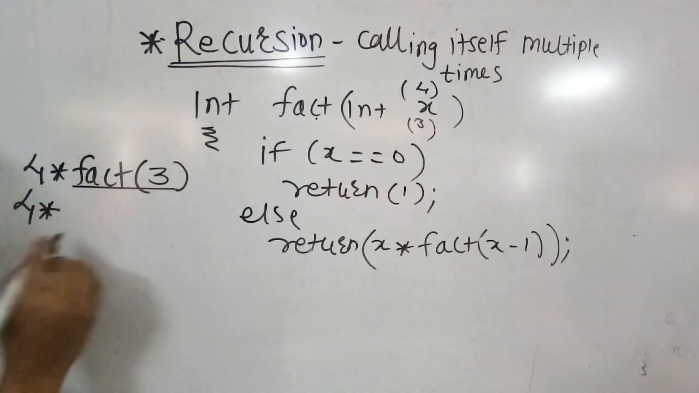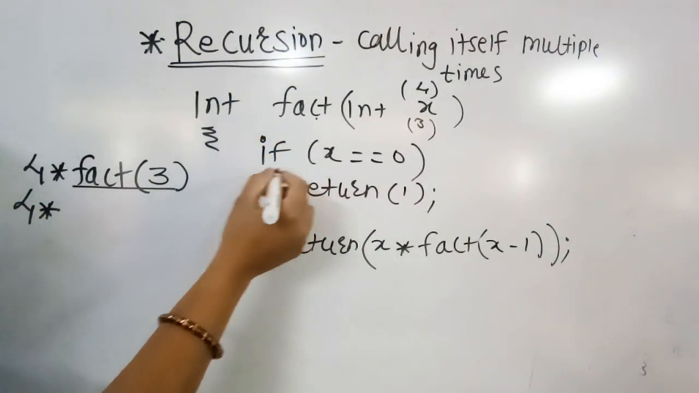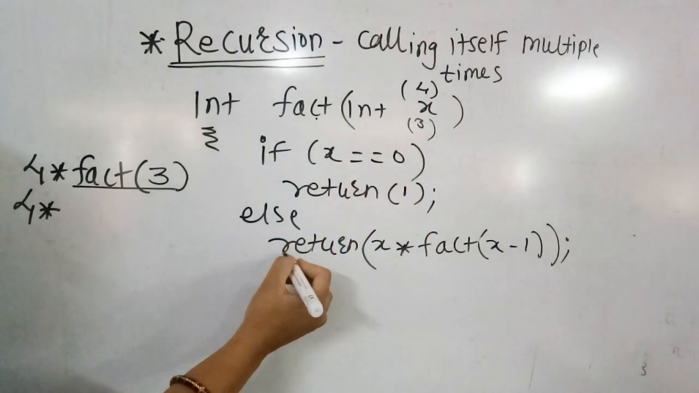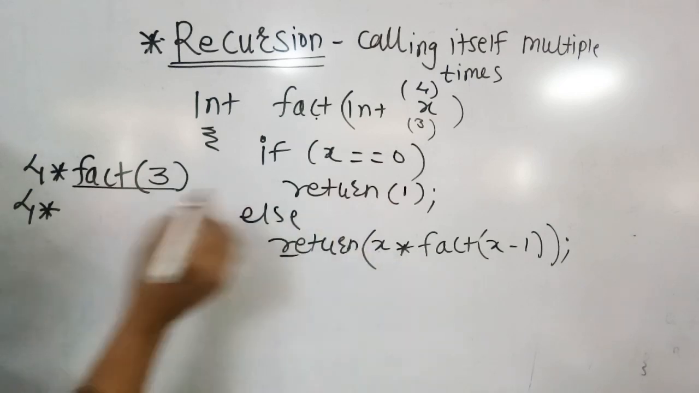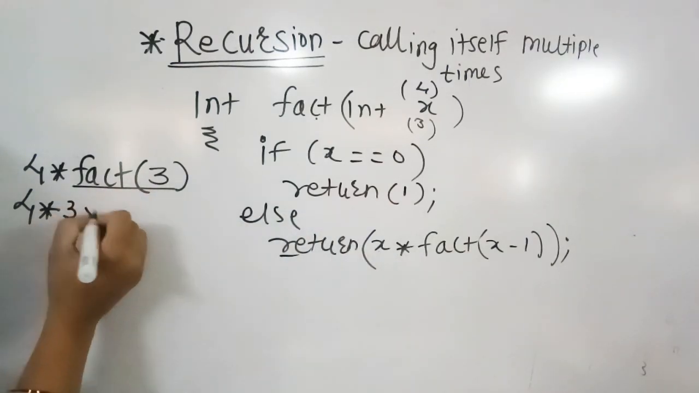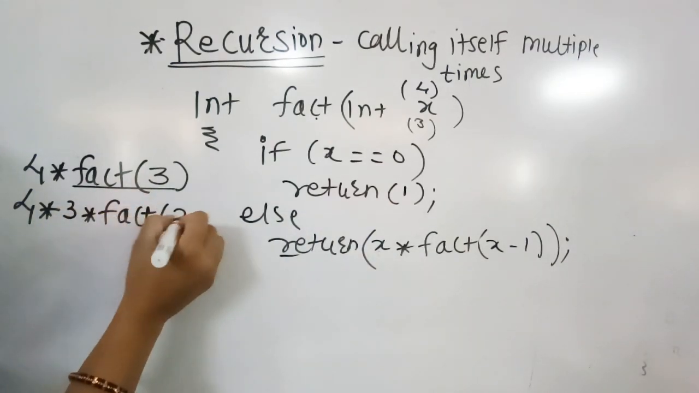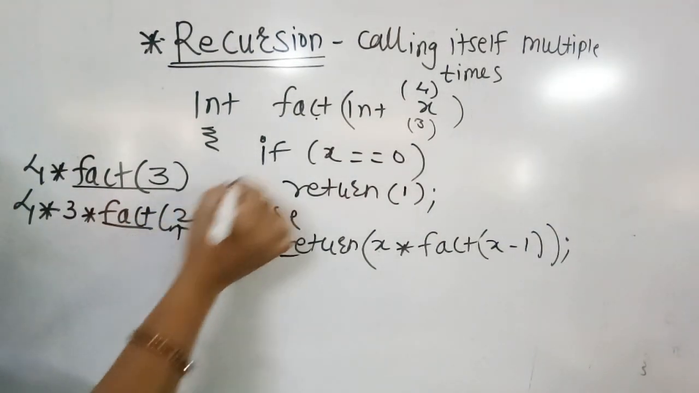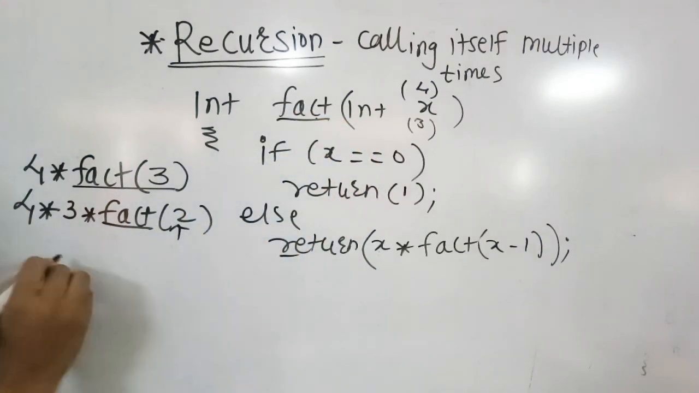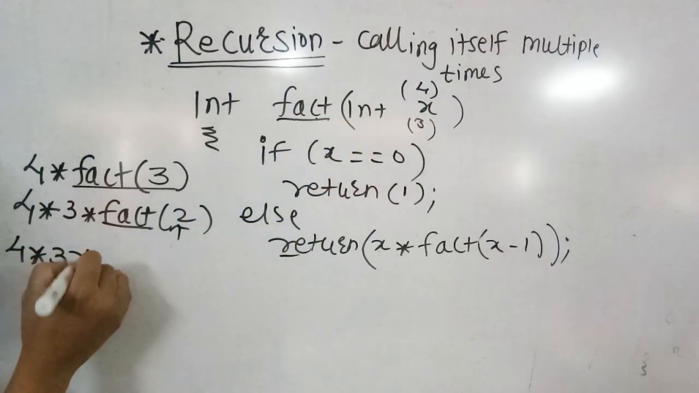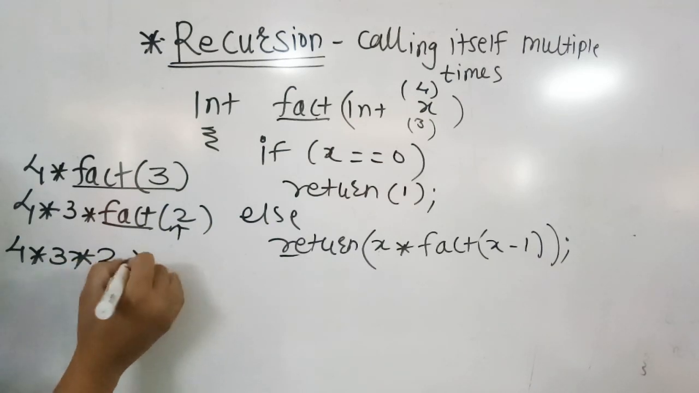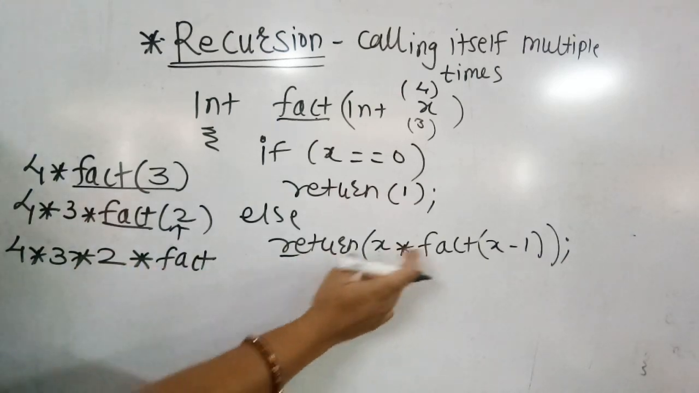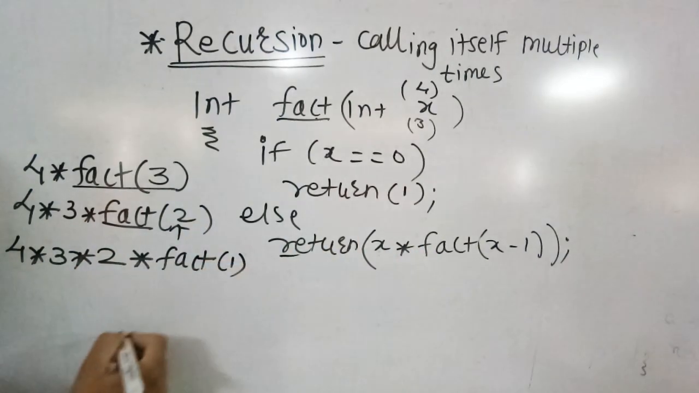So it will execute again: is 3 equal to 0? No, it will not go to this step, then it will go to this step and return x into, now what is our x, that is 3, into fact of 3 minus 1, that is 2. It again goes to the same procedure, that is fact of 2. Now 4 into 3 into, here x is 2, into fact of x minus 1, that is 1.